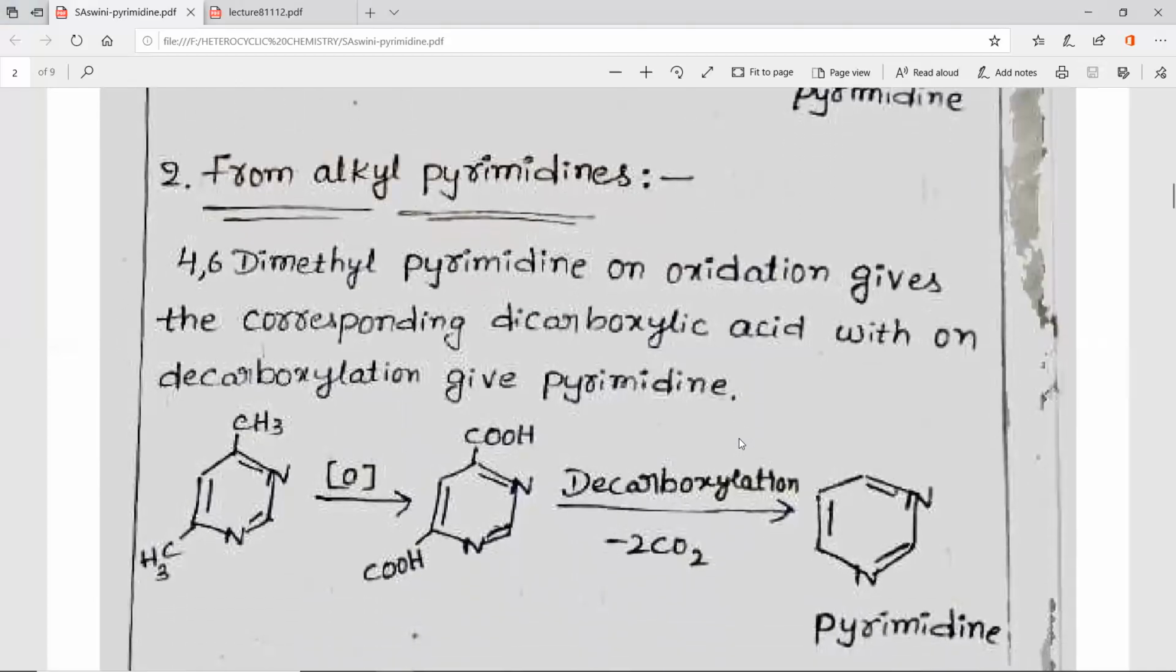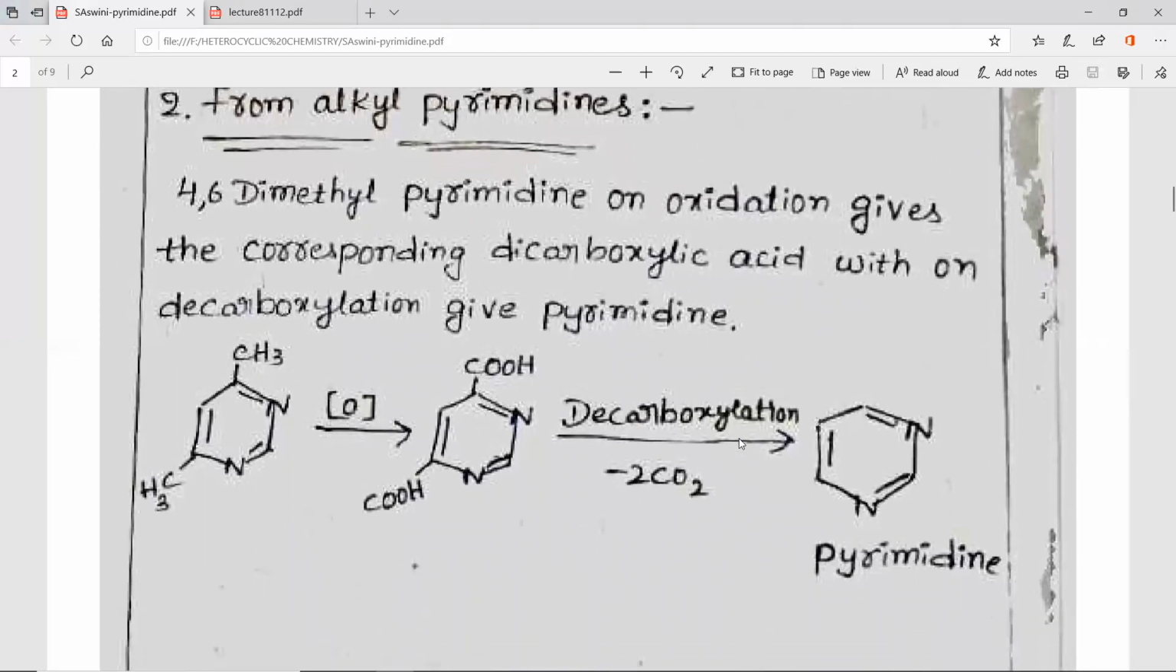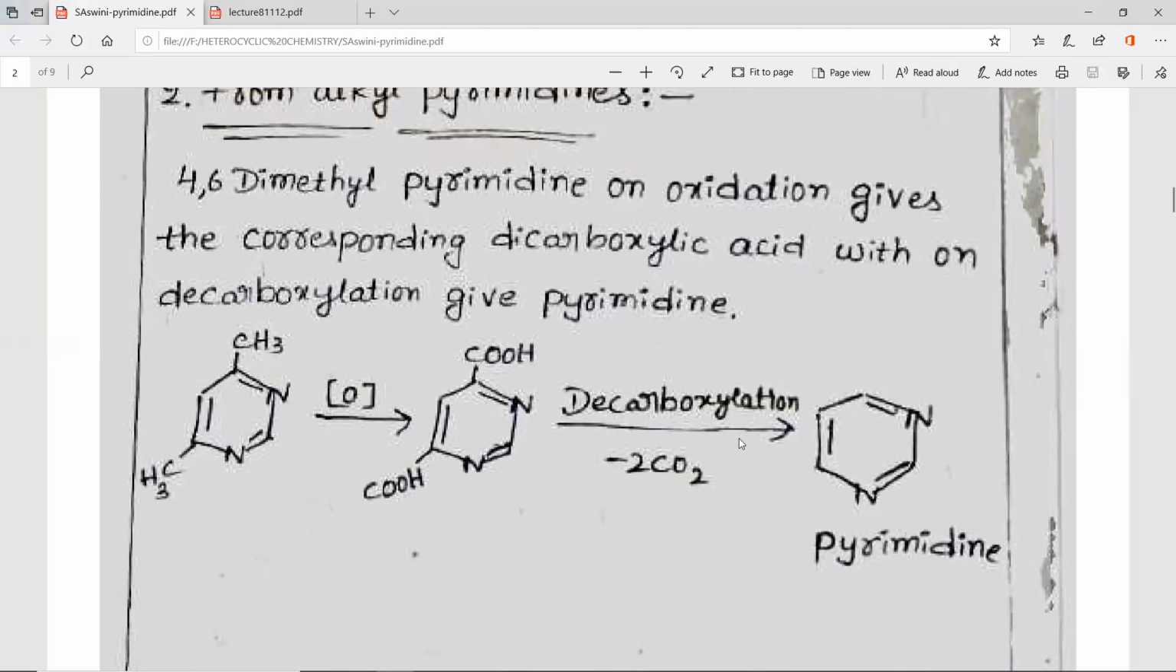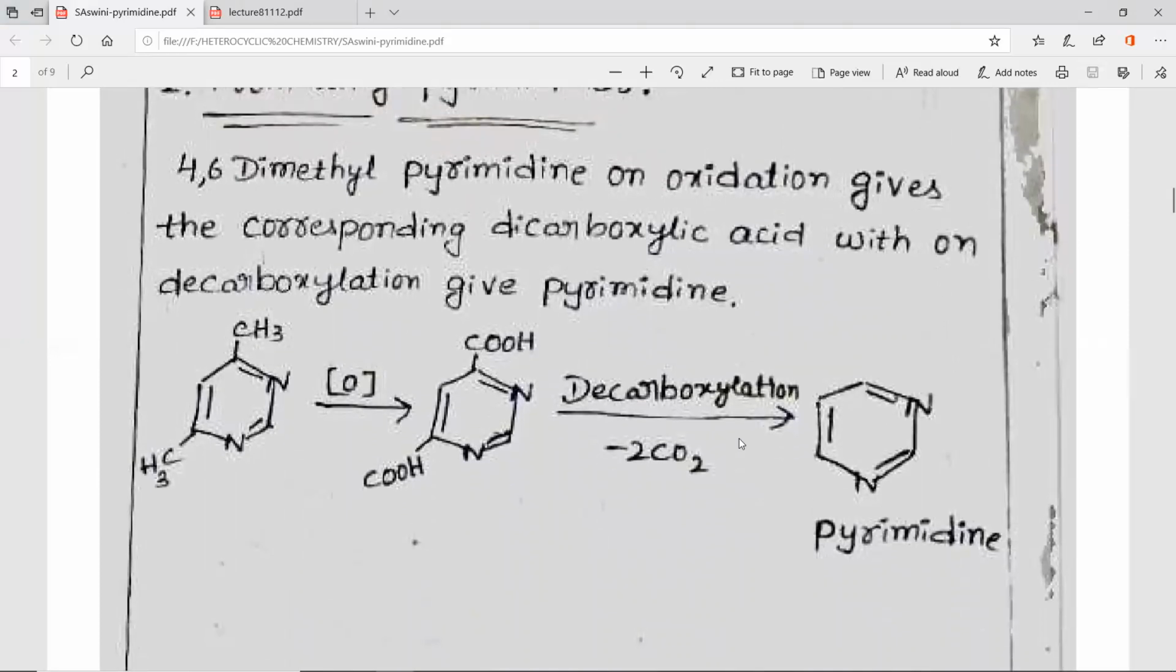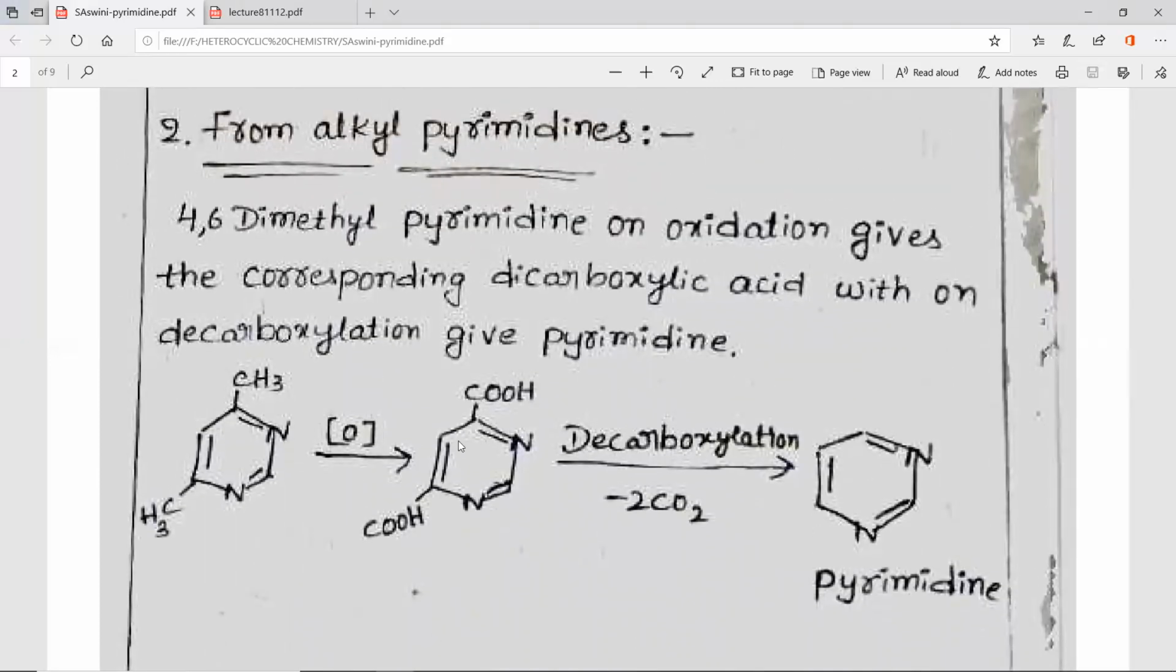4,6-dimethyl pyrimidine on oxidation gives the corresponding 4,6-dicarboxylic acid, which on decarboxylation gives pyrimidine. So these alkyl groups, the methyl groups, are oxidized to carboxylic acids. This carboxylic acid can be removed as carbon dioxide by heating with a base or calcium oxide. So carboxyl groups are removed as carbon dioxide to form pyrimidine.